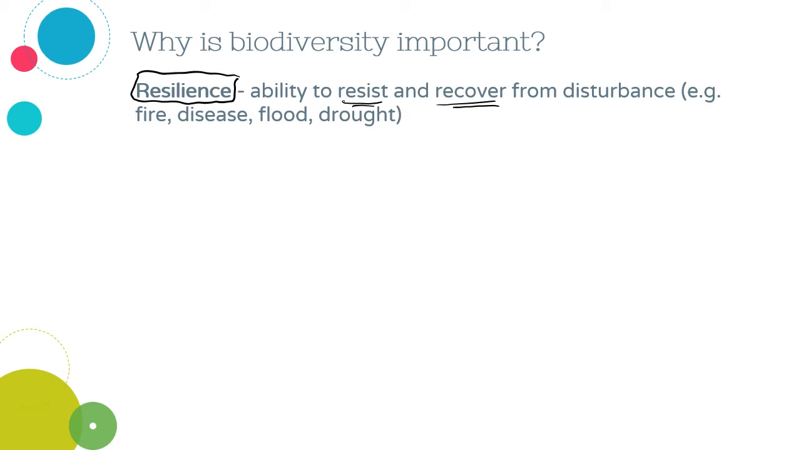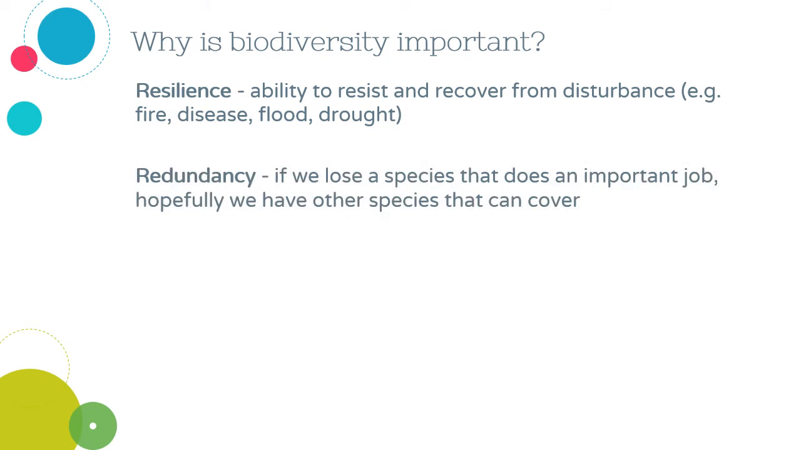All of that is still ecosystem functions that forest could provide, even though there was a change in the species composition. But if you have more biodiversity, you're more likely to be able to recover from a disturbance and to resist that disturbance in the first place. And this also leads us to redundancy. So these two terms you can separate them out, but they're kind of reliant on each other.